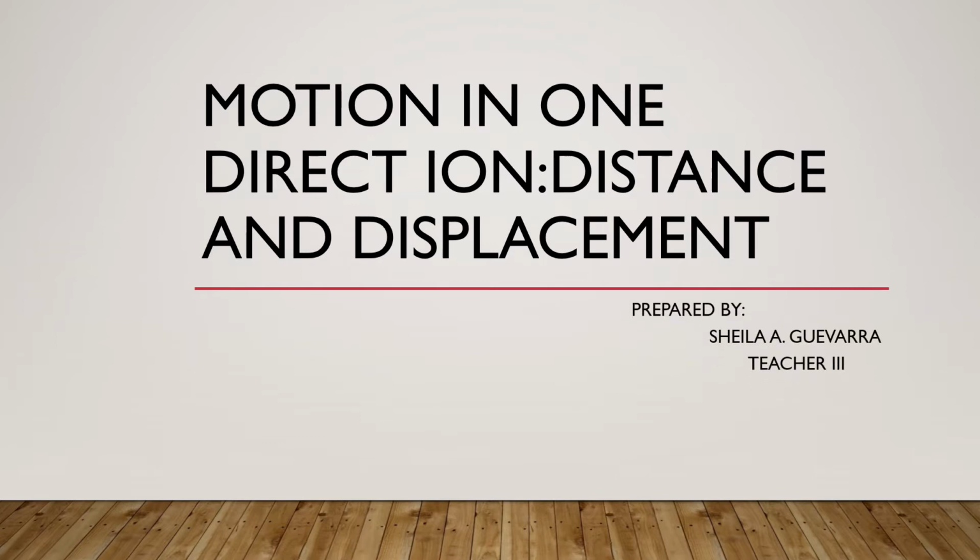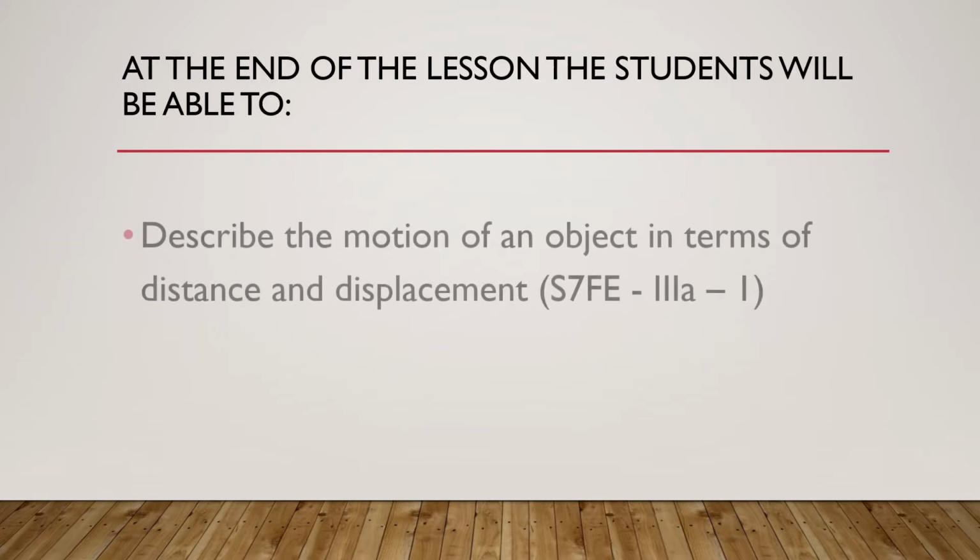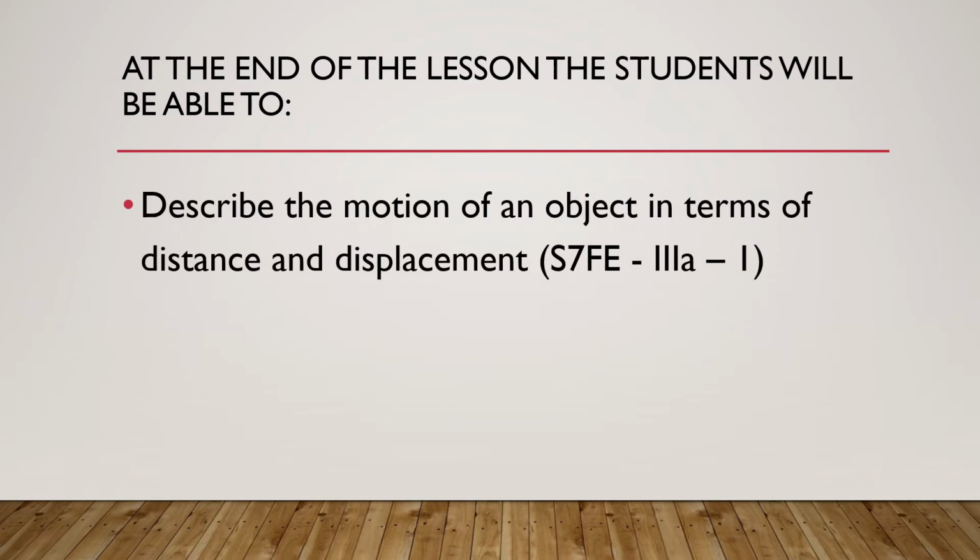Many things around us move. Some move slowly like turtles and clouds. Others move more quickly like satellites. Motion is common and it seems to be very simple. Describing motion actually requires careful use of scientific definition. So at the end of the lesson, the students will be able to describe the motion of an object in terms of distance and displacement.